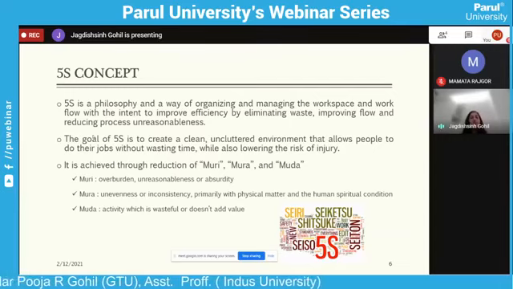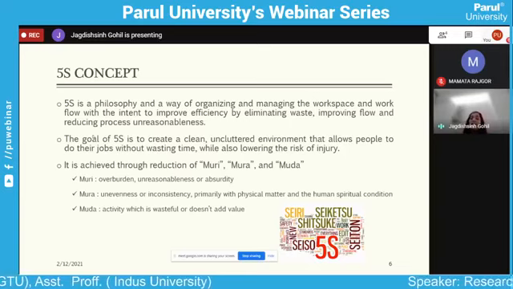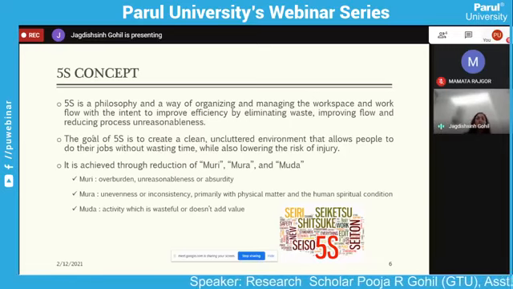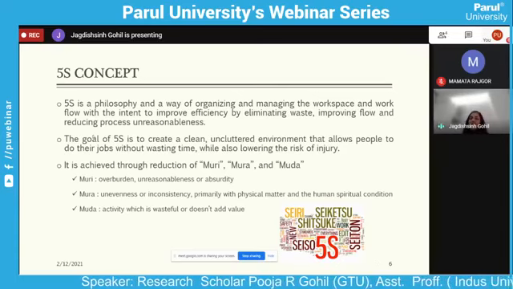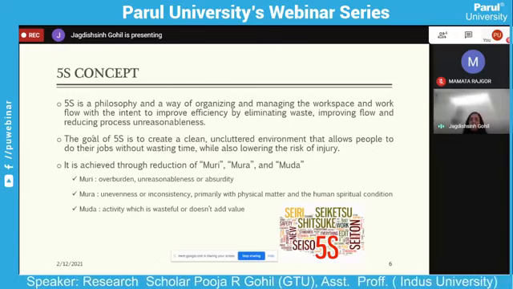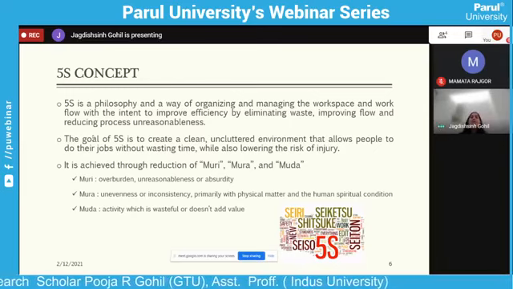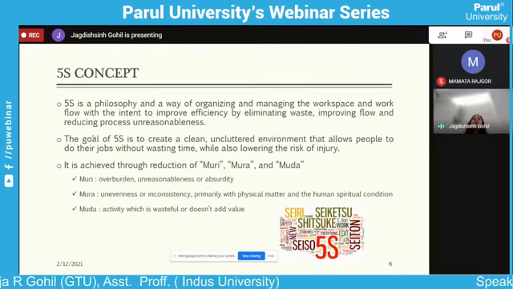So the goal of 5S is nothing but to create a clean, uncluttered environment which will allow the people working there to do their jobs without wasting their time and by lowering the risk of injury. Fine. So it's better to create a clean workspace so that the efficiency can be improved. So they have to deal with human beings rather than any other concept. Fine. So this is our 5S.